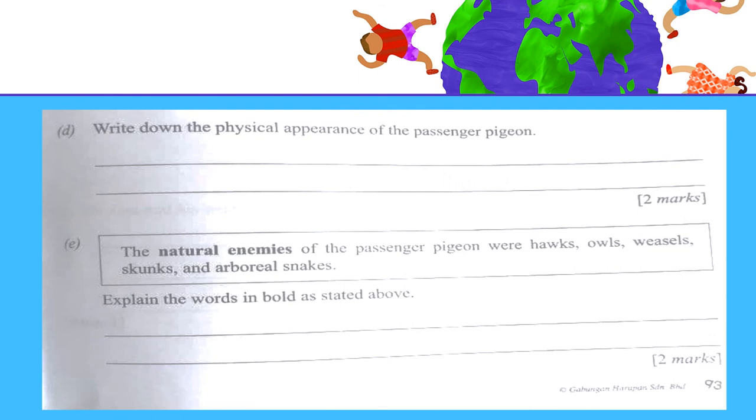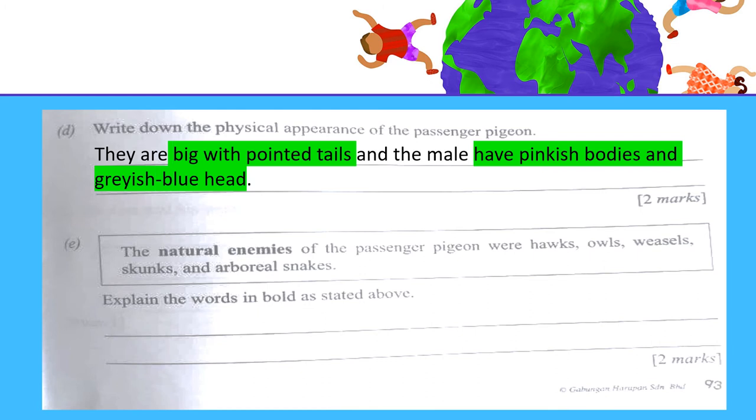Okay, now write down the physical appearance. Physical means what you can see with your eyes, like big, small, dark, blue, red, all of that. So here, there are two answers. The first one is big with pointed tails, and the second one is the male has a pinkish body and grayish blue head. If you only say they are big with pointed tails, you only get one mark. And the male has a pinkish body and grayish blue head. This one will get you two marks.